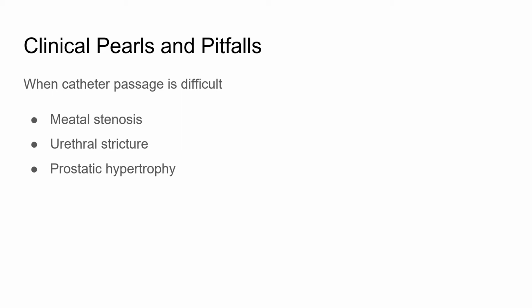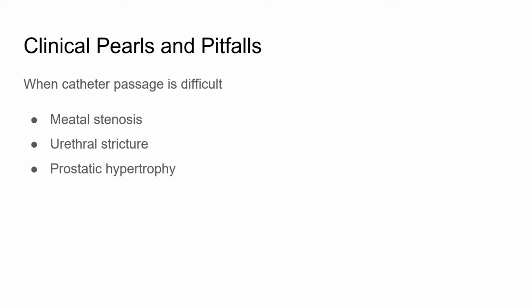So now moving on with the pros and cons, clinical pearls and pitfalls of catheterization. When catheter passage is difficult, this may be due to one of several problems, including meatal stenosis, urethral stricture, and prostatic hypertrophy. Stenosis or strictures may be managed by the passage of a smaller catheter. Patients with prostatic hypertrophy may be successfully catheterized with a larger catheter or a coude-tipped catheter, which is stiffer and has an asymmetric tip. The urethra can be distended and lubricated with a lubricant when passage is difficult.